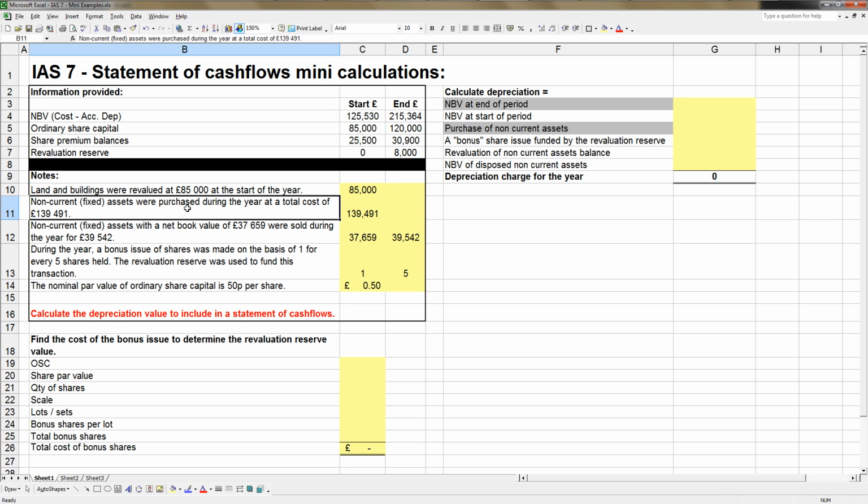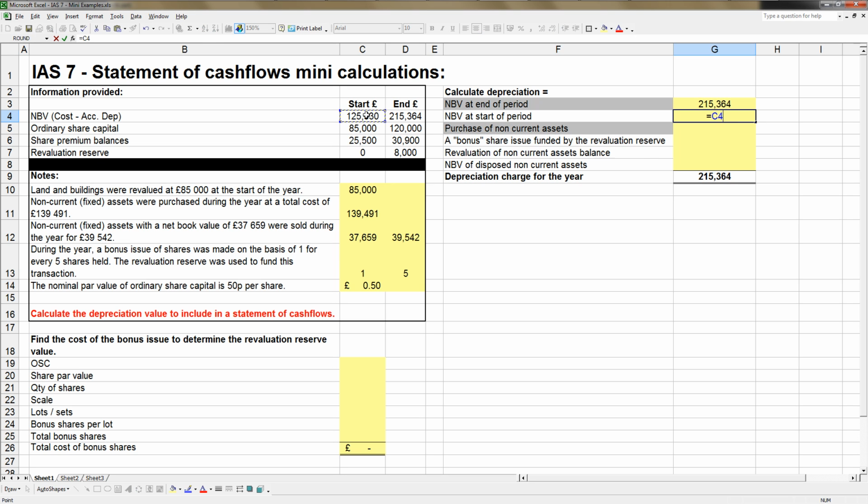Now we've got to think backwards. The purchase of a non-current asset, we're looking at this from the end of the period. So the purchase of a non-current asset, what would that do to the NBV when it happens? Well, it would increase the starting value. So if we start in this period 125,530, and then we buy a fixed asset, it's going to increase that value.